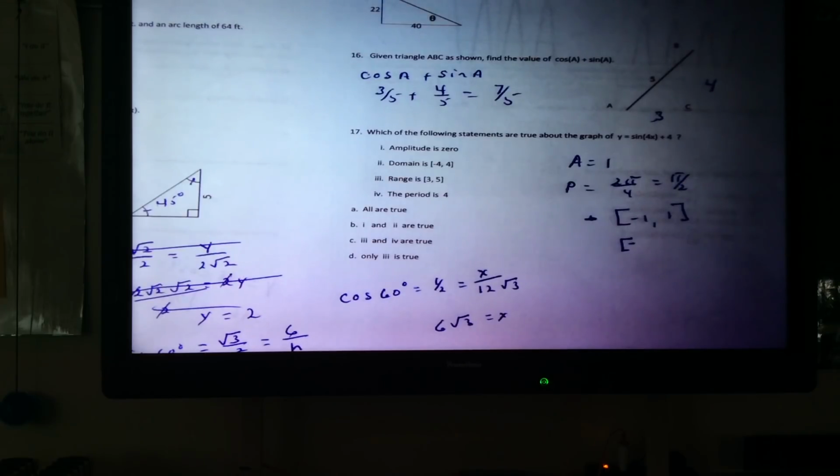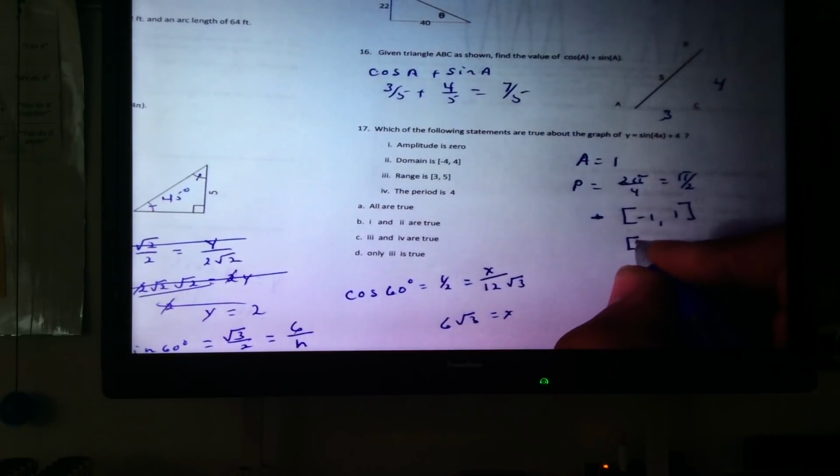Now this goes back to sinusoidals. Remember what b is? 2 pi divided by the period. So the period is 2 pi divided by b, and that 4 is b. Now for the range, if you were to graph this, it would go from -1 to +1. But now you're going to add 4 to each of those. So 4 minus 1 is going to be a +3. And 4 plus 1 is 5.